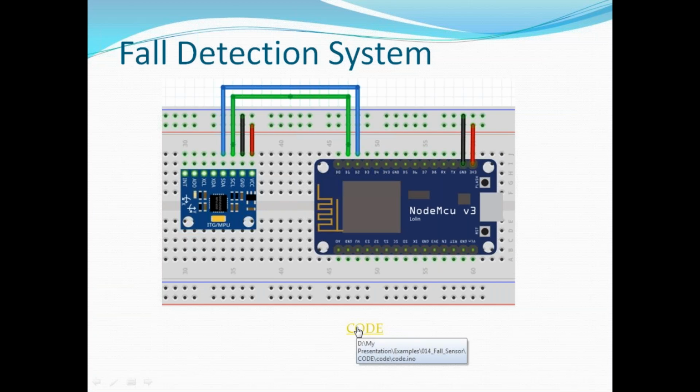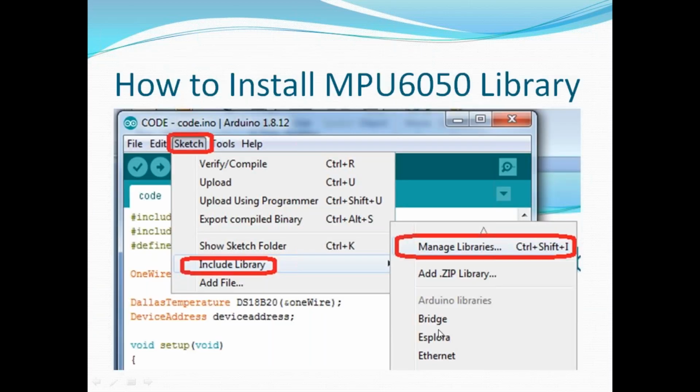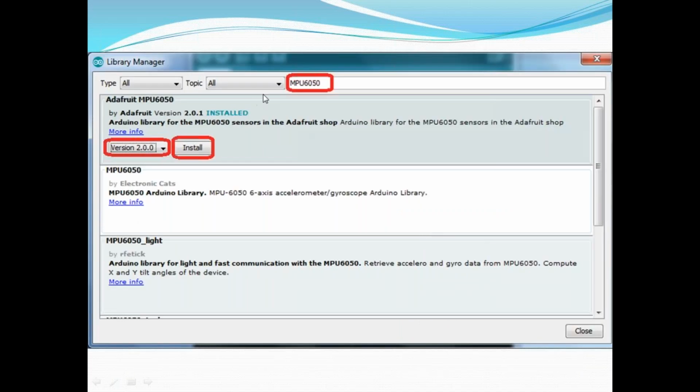Now I'm going to demonstrate the coding for fault detection. But before that, if we have to use the MPU 6050, we have to install the library. Obviously the same process: go to Sketch, then Include Library, then Manage Libraries, and in the search bar write MPU 6050.